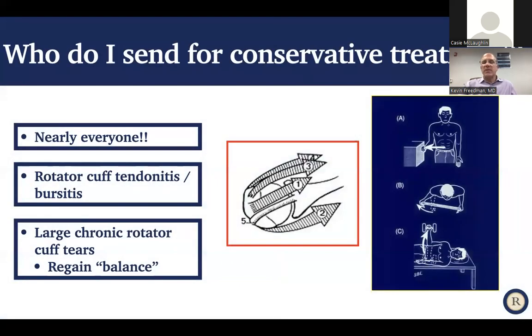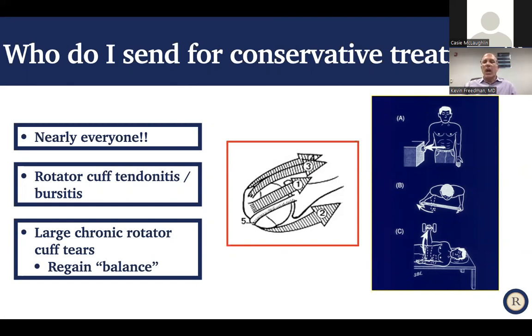So who do I send for conservative treatment? I mean, this is really nearly everyone. Anybody who comes in to see me with rotator cuff tendonitis or bursitis, I'm going to send them for physical therapy. We're going to talk about anti-inflammatories. We're potentially going to do a cortisone injection to try to help this.